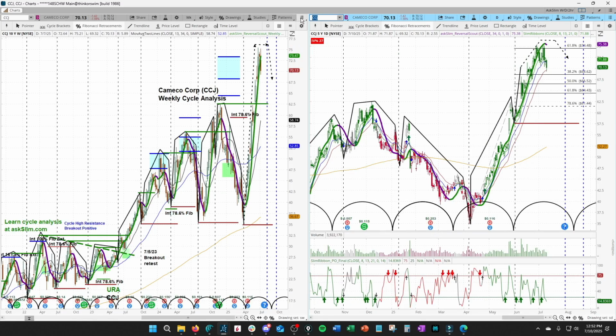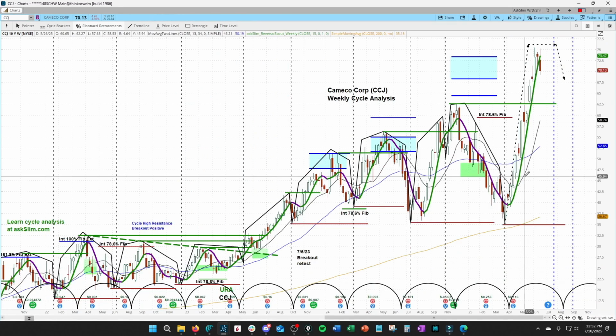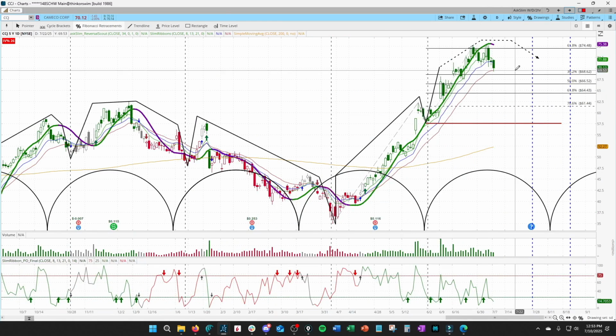Jump over to CCJ, same kind of thing here in CCJ. This one had its run. I think it needs a little bit of a pause. Would be great to see it move back down to that 62-ish to 65 area. I don't know if that's what's going to happen. We'll see. But 8.11 to 9.29 is when that low is due. RS on the daily charts just curling, but we have not had a close below the rising 21. That has to happen first.